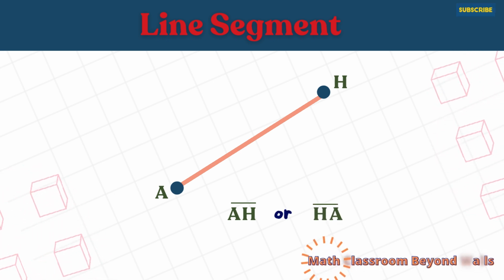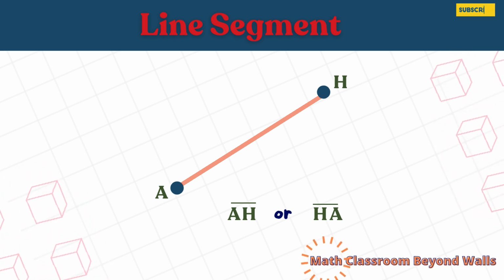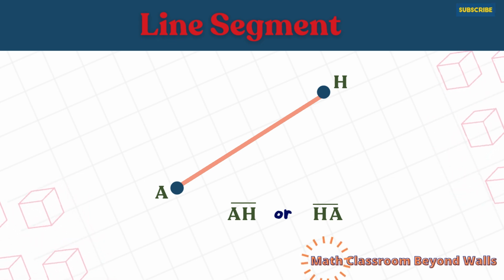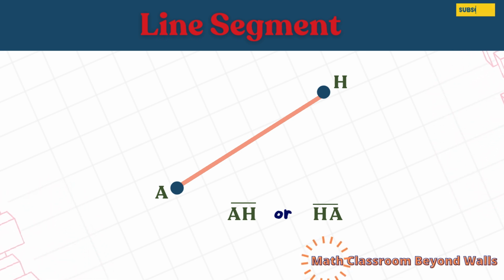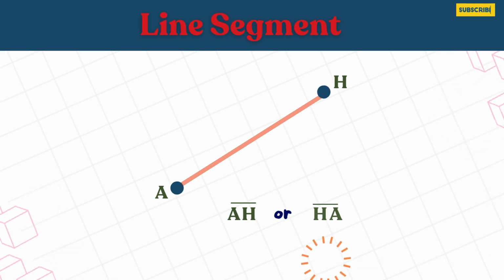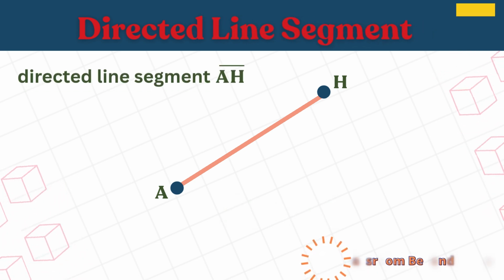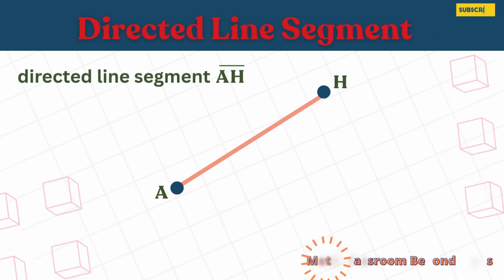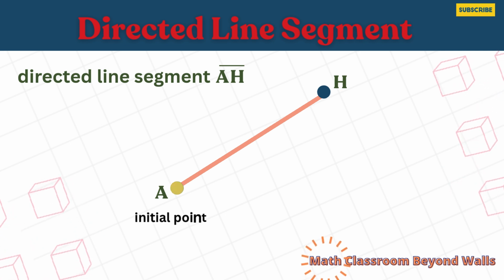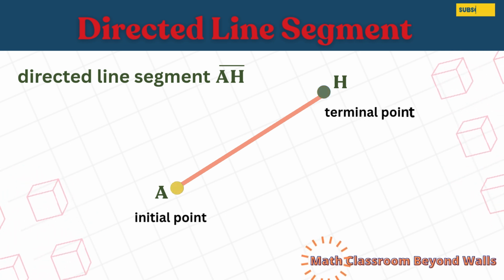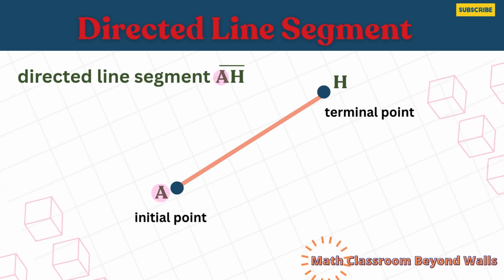Did you wonder why the name can start with A or H? It is because a line segment just describes a length. If the length is 3 units, you can start measuring from A or H. You will get the same thing. On the other hand, a directed line segment AH has length and direction. Because it has direction, it has a starting point, the initial point, and a terminal point. The convention is that the first letter of the segment's name represents the initial point.